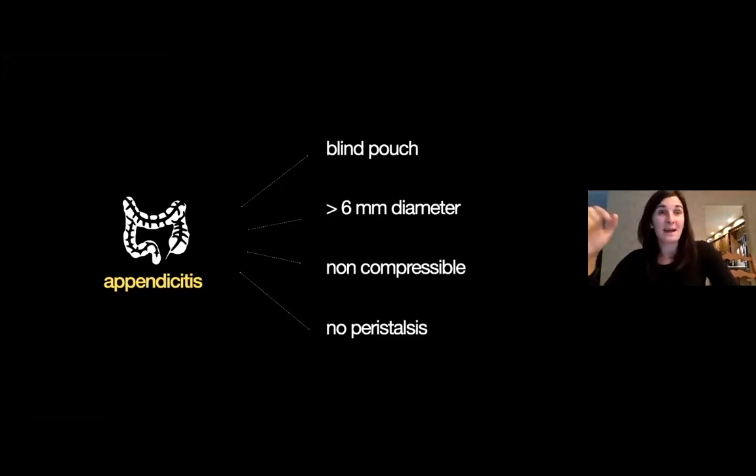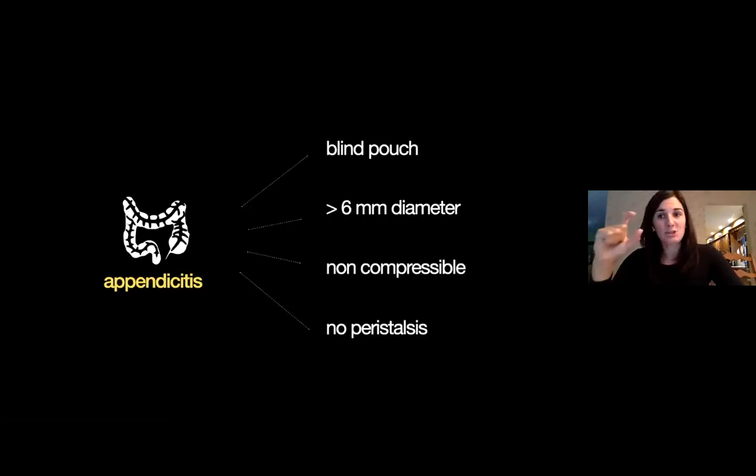And the subtle ones, I'm sure you've seen on the CT scan where they mention, well, the tip of the appendix is actually 7 millimeters, but the rest looks less than 6. So it's indeterminate. So use the same criteria for the CT scan. So more than 6 millimeters is what you're looking for in a blind pouch, and it has to be non-compressible.